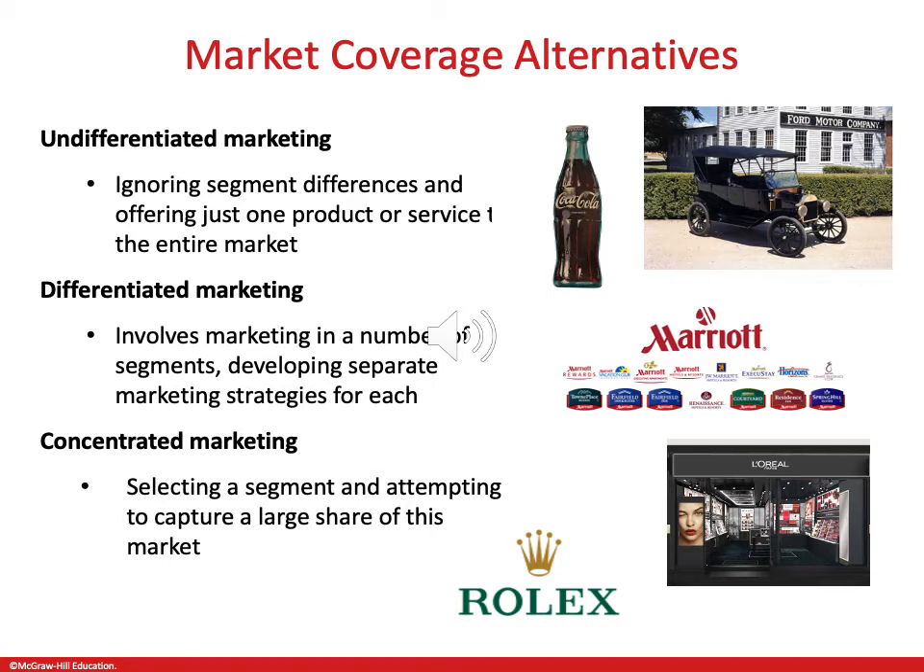Conversely, you may have differentiated marketing. This involves marketing in a number of different segments, and we develop separate marketing strategies for each one of those segments. The best example there is the Marriott company. Marriott has 7 or 8 different brands of hotels that appeal to very different consumer targets. One company, but different brands and different marketing strategies to appeal to different market segments. So that's a really good example of differentiated marketing.